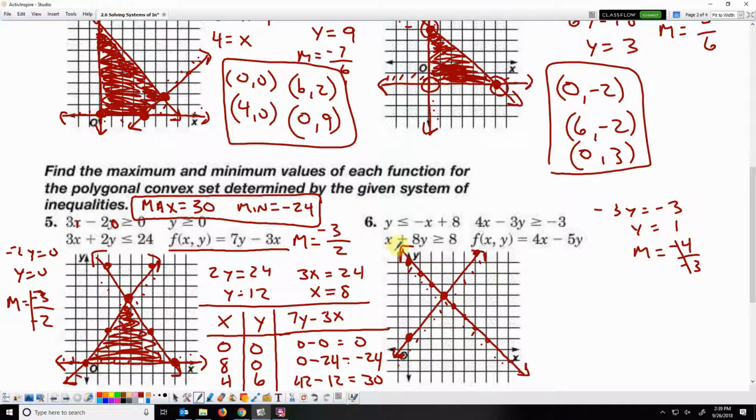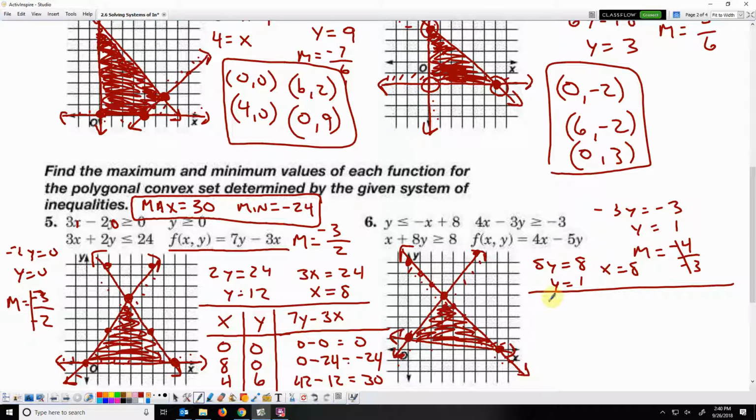And my last line, if I put in 0 for x, I get 8y is 8. So y is 1. So I'm right there, a y-intercept of 1. If I put in a 0 for y, I get x is 8. So my x-intercept is 8. So there's my last line. And when I put in the origin, I get 0 plus 0 is greater than or equal to 8. That is false. The origin is up here, so I shade away from that. And what got shaded all 3 times is that triangle.